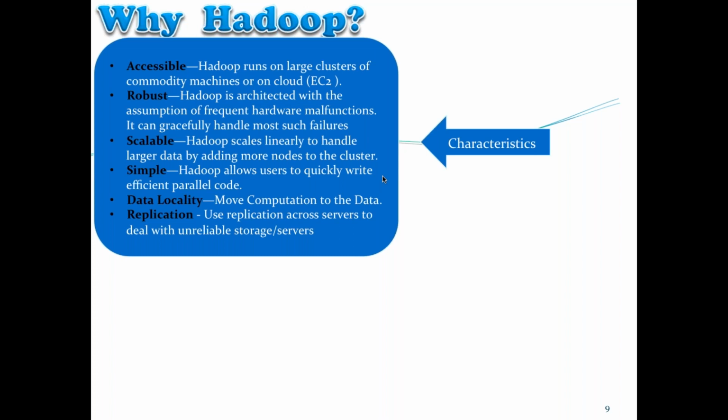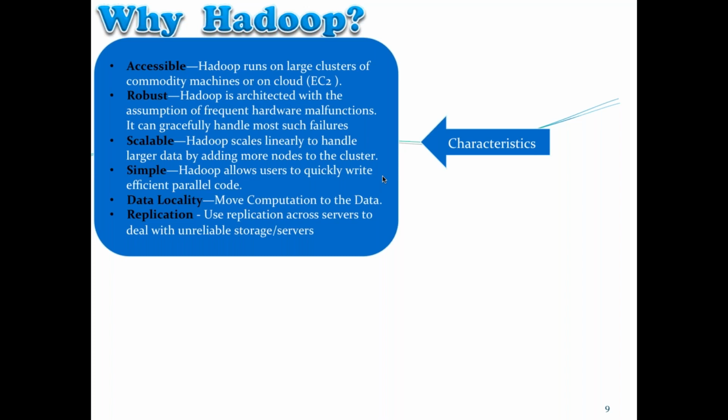And it is scalable. It is the most important feature of Hadoop. So Hadoop scales linearly to handle larger data by adding more nodes to the cluster. So if you have data continuously increasing, then I can scale it easily by adding more and more nodes to the system, and Hadoop can actually accept any number of machines and then process the data. It is simple because Hadoop allows users to quickly write efficient parallel code, because here we are now not writing programs which are going to execute on a single machine but on multiple machines, right?